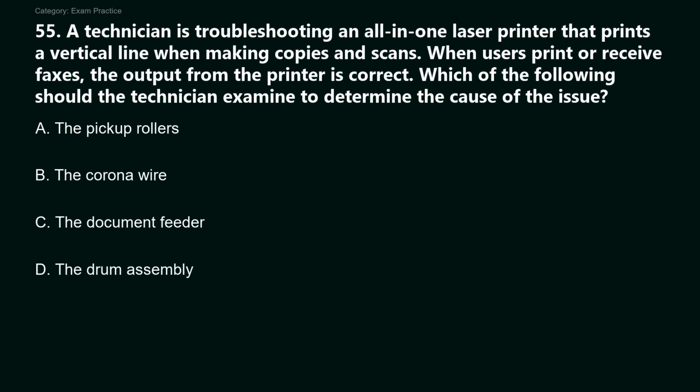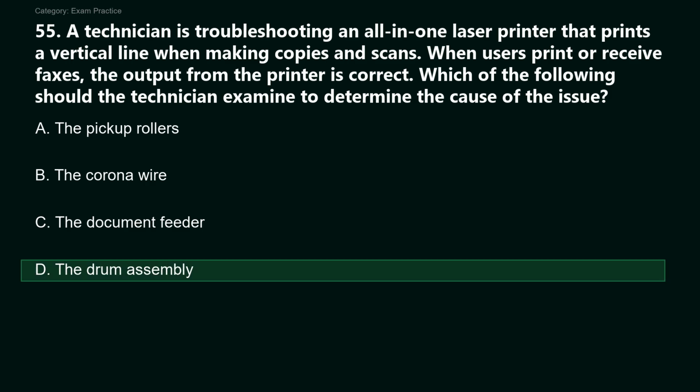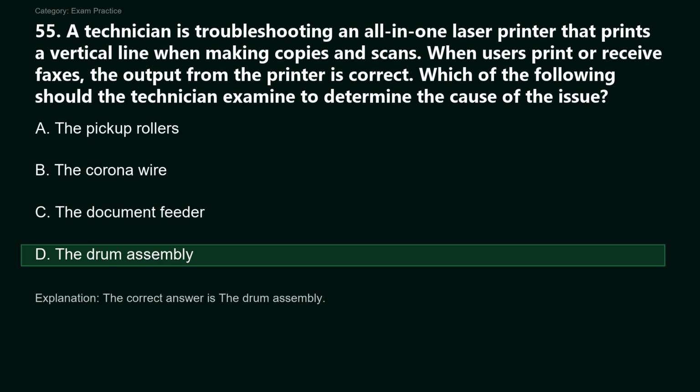Question 55. A technician is troubleshooting an all-in-one laser printer that prints a vertical line when making copies and scans. When users print or receive faxes, the output from the printer is correct. Which of the following should the technician examine to determine the cause of the issue? Option A, the pickup rollers. Option B, the corona wire. Option C, the document feeder. Option D, the drum assembly. The correct answer is option D, the drum assembly.